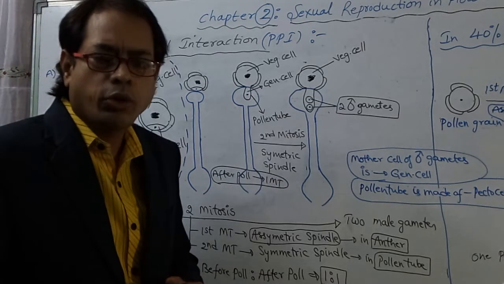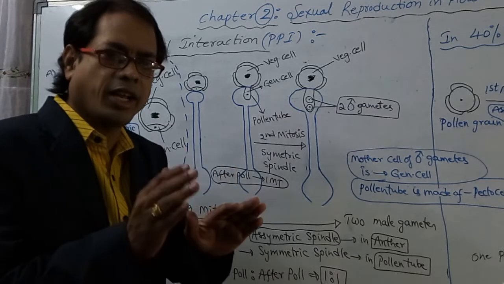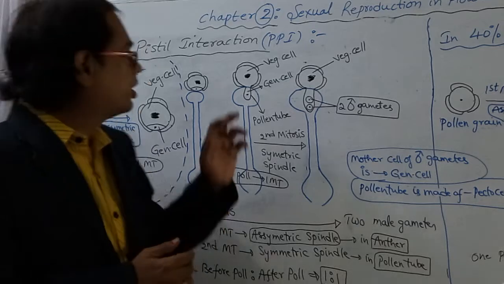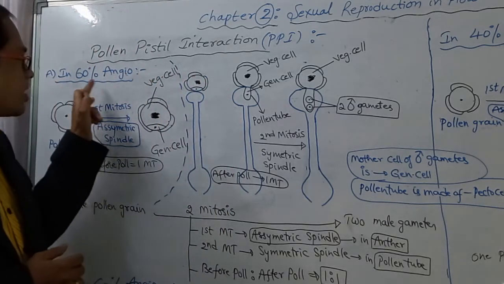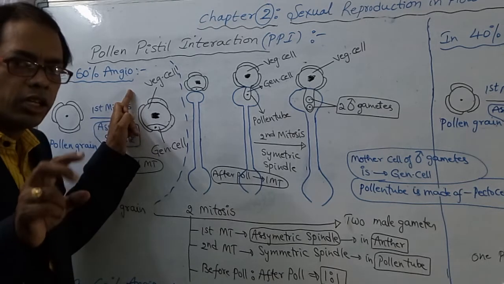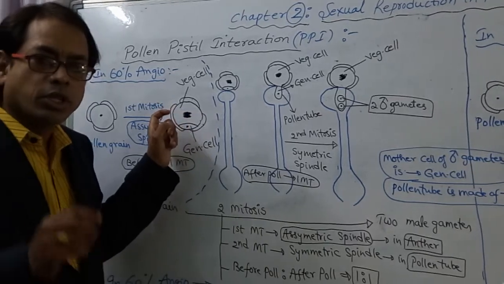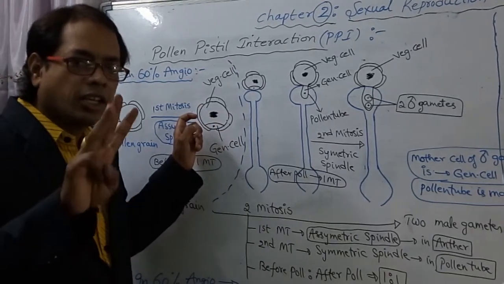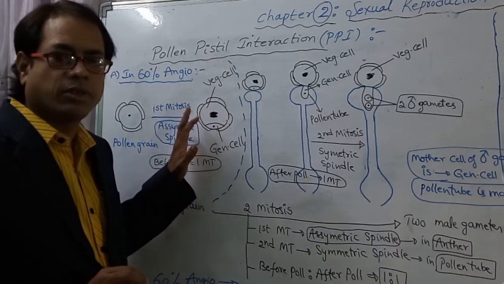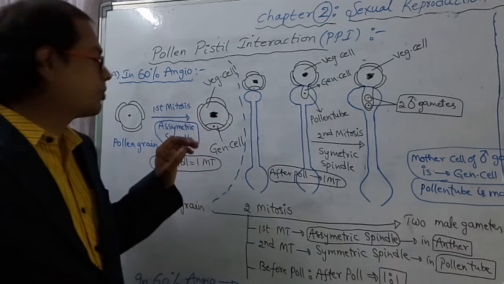Now I want to explain how the pollen grains are shed at 2-cell stage and 3-cell stage. In 60% of angiosperms, the pollen grains are shed at 2-cell stage. In 40% of angiosperms, the pollen grains are shed at 3-cell stage. This is the schematic representation of 60% of angiosperms, that is the majority of angiosperms.